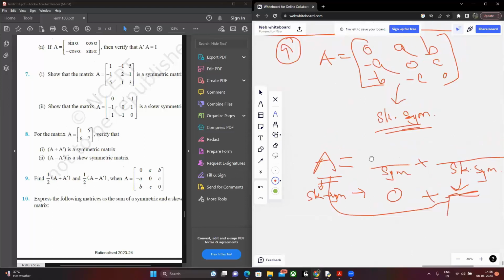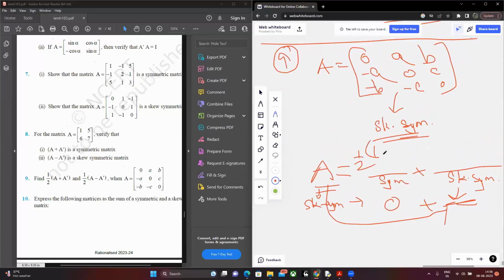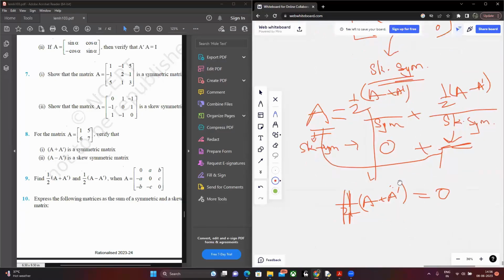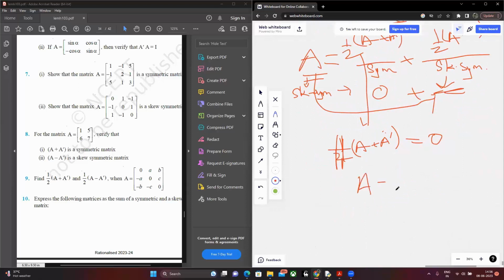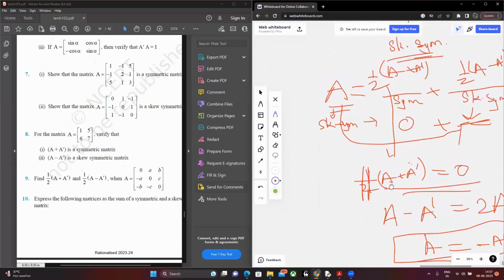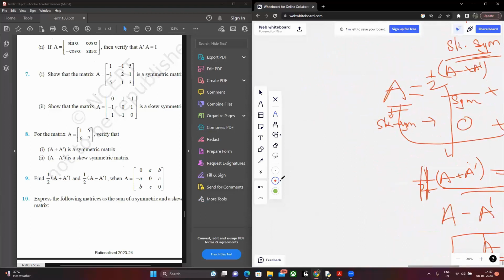Therefore, since you represent this as half of A plus A dash and this as half of A minus A dash, you're basically going to have half of A plus A dash being 0, or A plus A dash being a 0 matrix, and A minus A dash is going to be 2 times A, or A is going to be equal to minus A dash. So you have actually found out what is half of A plus A dash and half of A minus A dash. This is going to be 0, this is going to be A itself.